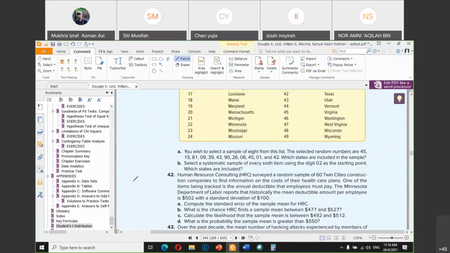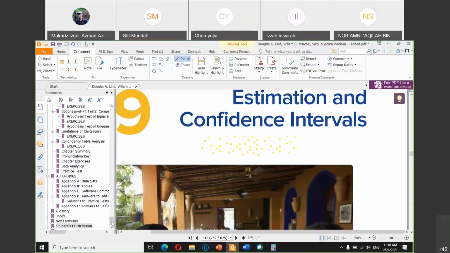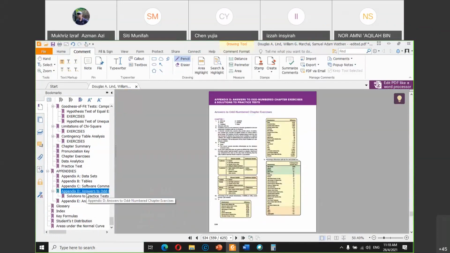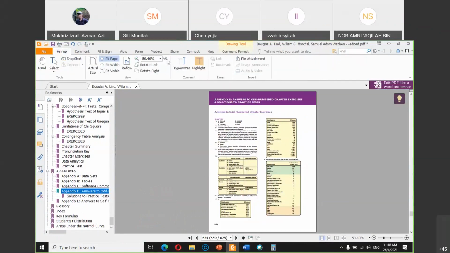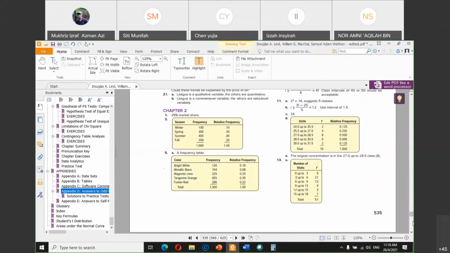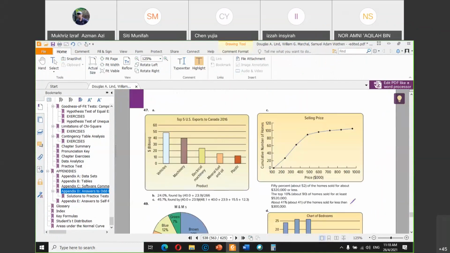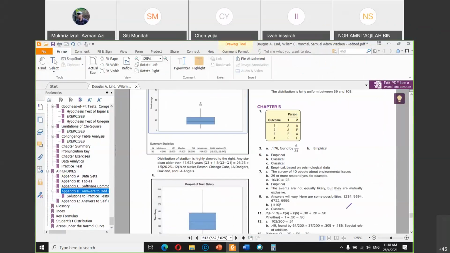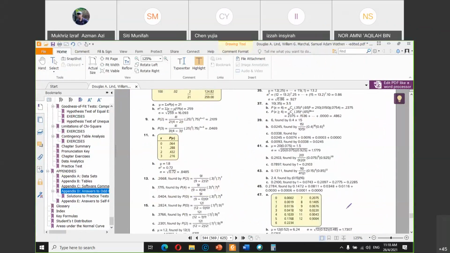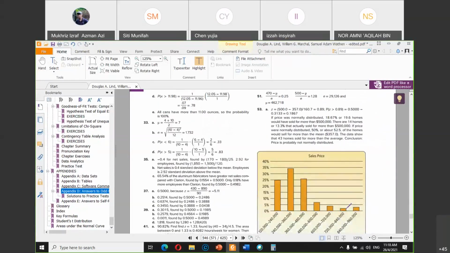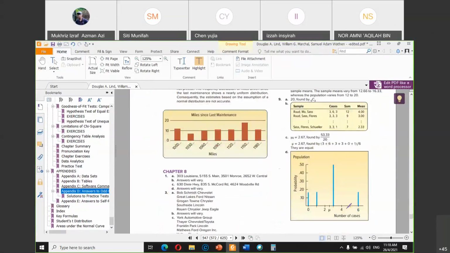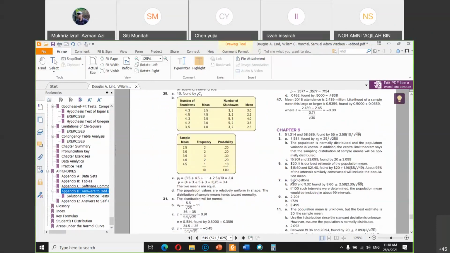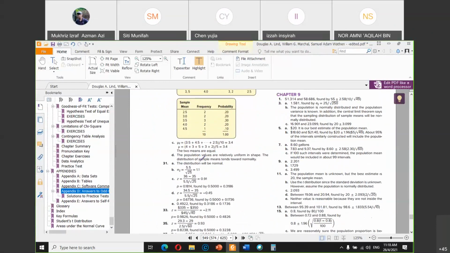Which chapter number is this? Chapter 8. Okay, chapter 8, question 31, correct? Okay, so I think this is the solution that we are referring to.